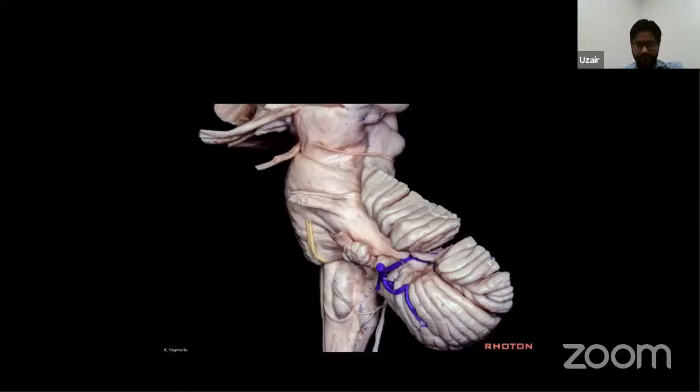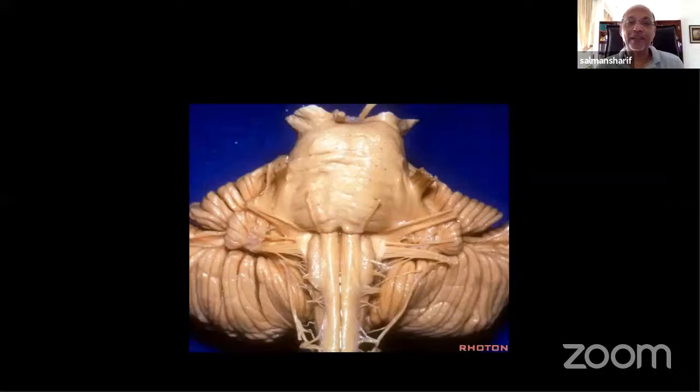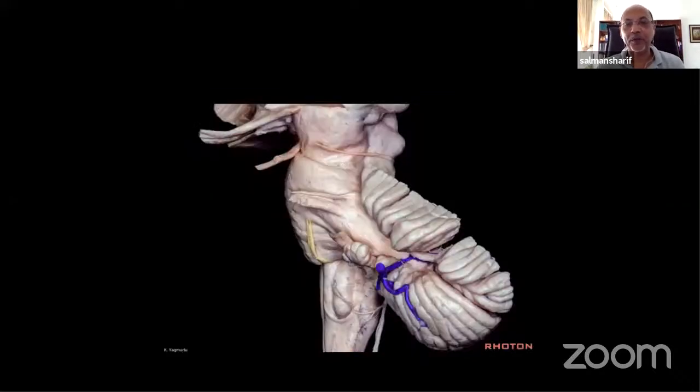Sorry, Uzair, can you go back and show the cranial nerves again, because you just need to show it with a pointer as well. Okay, let me try it. Can you appreciate the highlighted portion, sir?